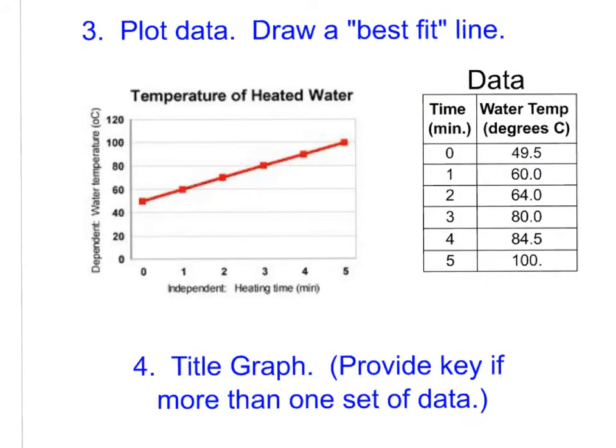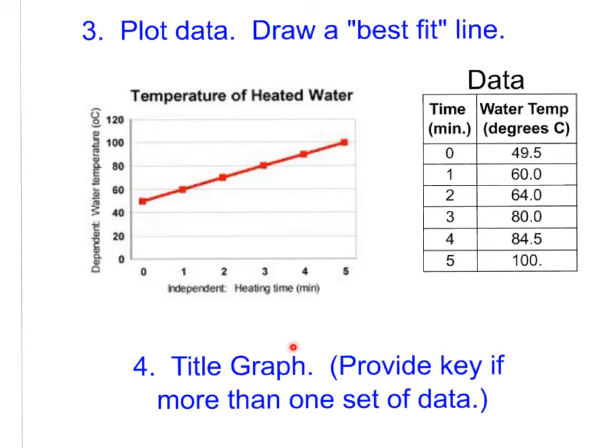Next, I plot my data. I look at my data over here. At 0, I'm going to have 49.5. I plot that data. Each of these data points will be a point on my graph. Then I draw a best fit line. This one's easy. This is very linear. We're going to look in the next frame at some examples of how to draw a best fit line.